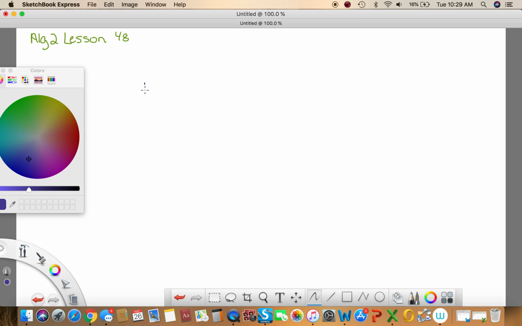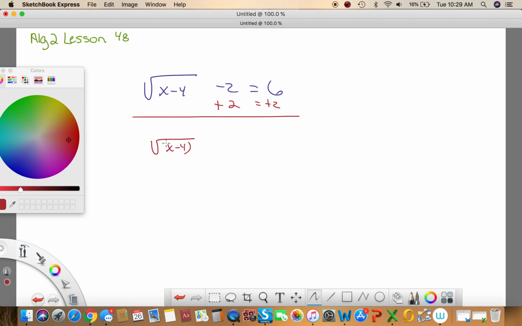So let's solve this radical: the square root of x minus 4, minus 2 equals 6. The first thing we want to do is isolate the radical, okay? And you see it's not isolated. So I'm going to add 2 to both sides of the equation, still using the addition property of equations. It might help if you put your radicand under parentheses so you know what is part of the radical and what's not. You see this minus 2 isn't. So I get equals 8.